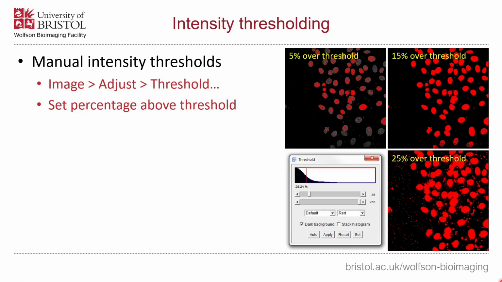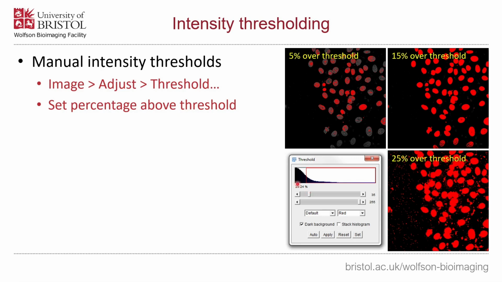So the next thing we're going to look at is intensity thresholding. This allows us to classify our image into pixels which have intensities greater than that threshold, which are considered foreground pixels, and those below that threshold, which are considered background. One way to do this is to set the threshold manually using sliders. So this is Image, Adjust, Threshold. You move that slider, and in real time you see pixels labeled red. These are the ones above that threshold, which would be considered foreground.